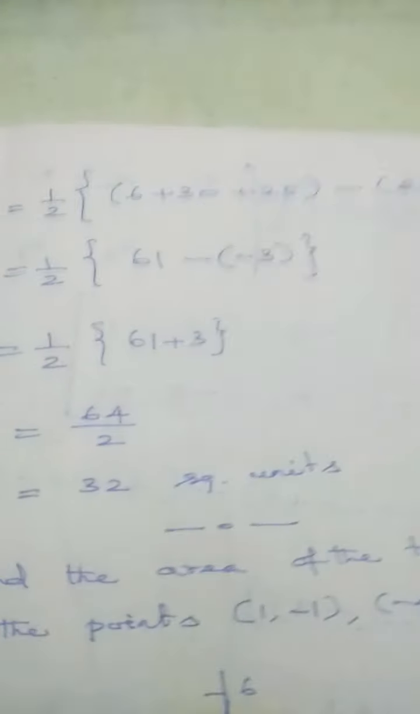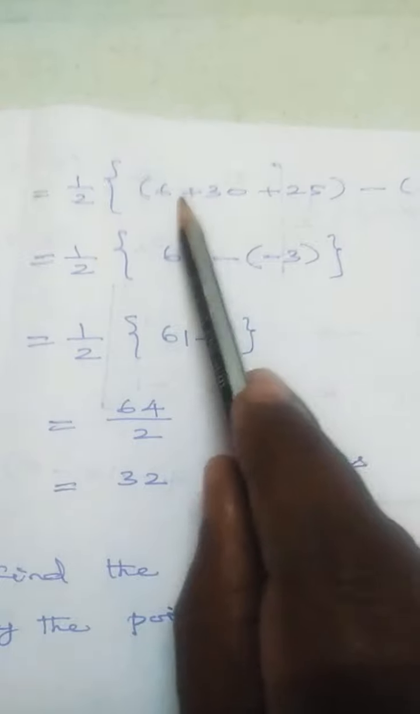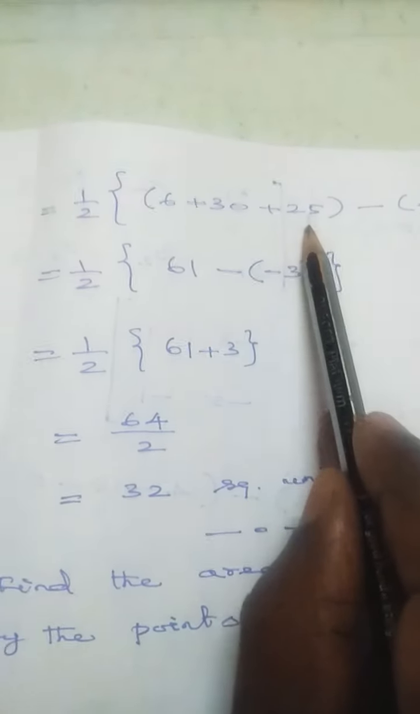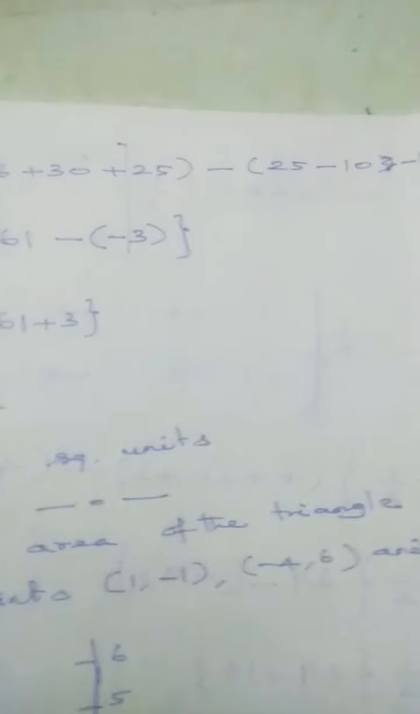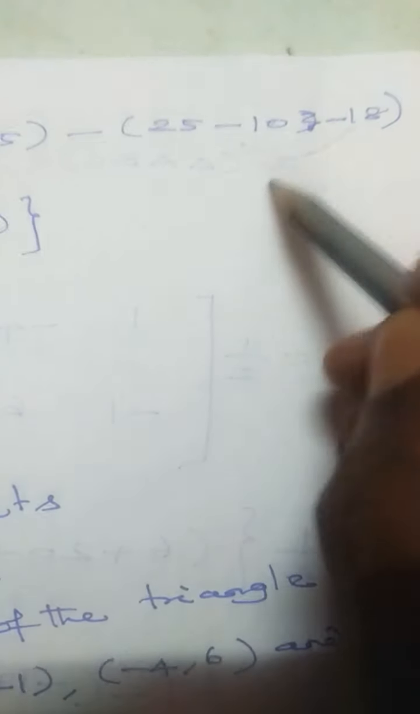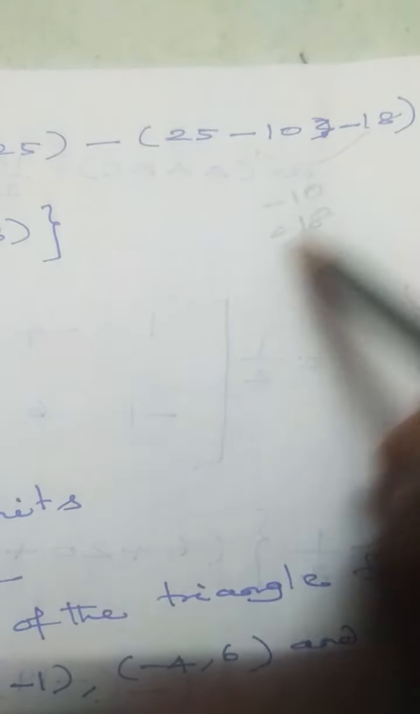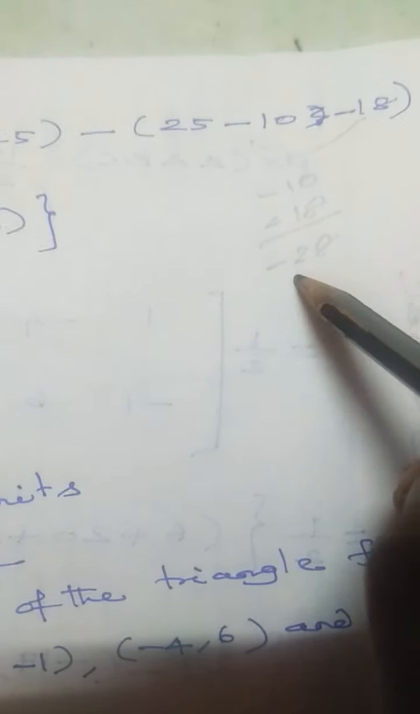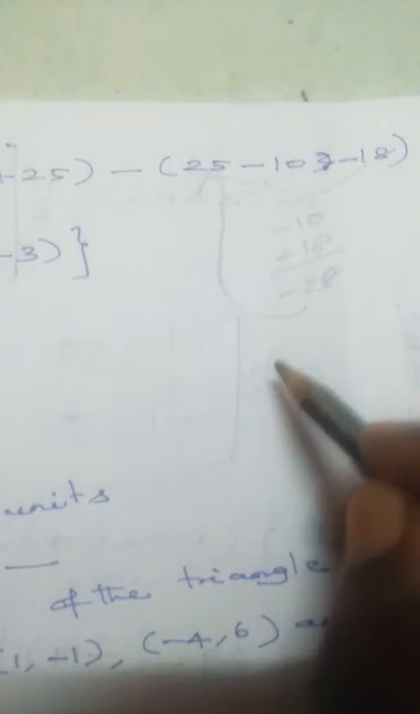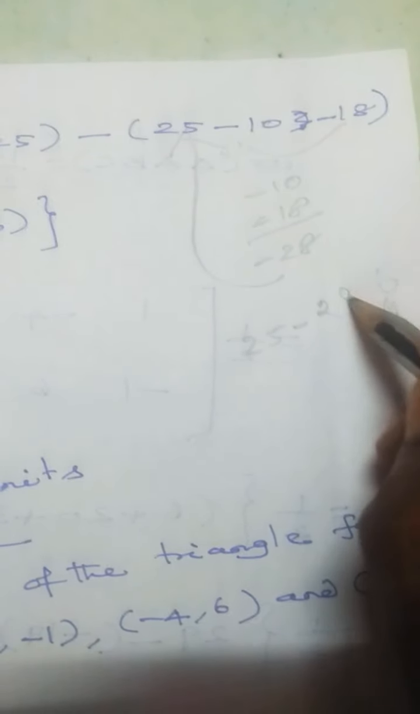Now add these numbers. 6 plus 30 is 36, and then plus 25 will give you 61. Then the negative numbers: minus 25, minus 10, minus 18. 25 plus 10 is 35, plus 18 is 53... you add the negative numbers: minus 10 and minus 18 is minus 28. Now subtract with this plus 25: plus 25 minus 28.